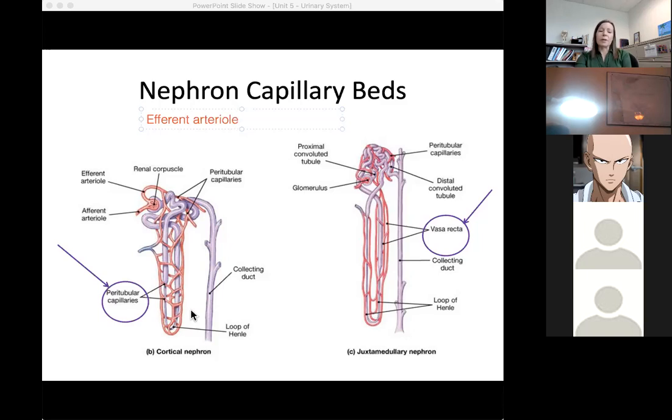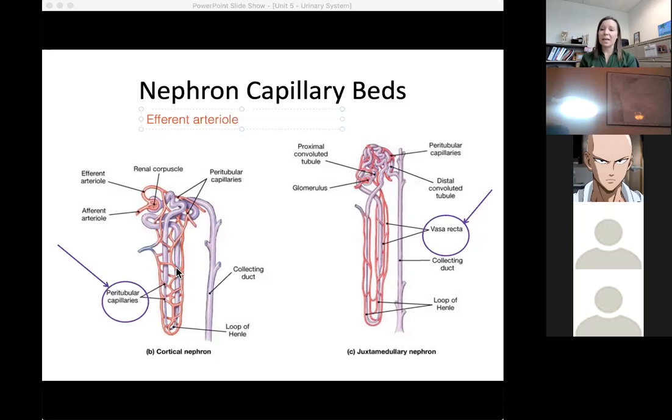And just like the glomerulus, these capillaries are very porous. That means that they just have a lot of little holes in their walls, which allows them to absorb substances from the tubule.